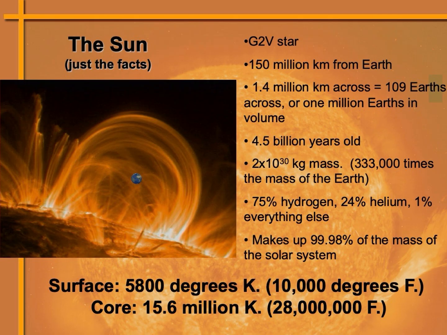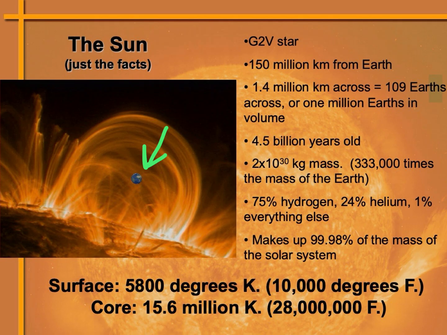The Sun is about 150 million kilometers or 93 million miles from Earth. And it's so large that 109 Earths could fit across its diameter, and 1 million Earths could fit inside it. Can you see the Earth to scale in this image of a solar storm? This storm is so big that the Earth easily fits within it. The Sun, like the entire solar system, is about 4.6 billion years old.